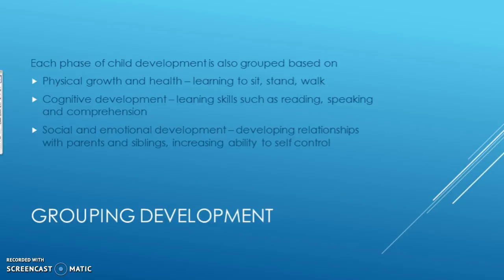The next piece is cognitive development. And again, every child is different when it comes to their cognitive development, but this is things like reading and speaking, comprehending things. So, them being able to understand the word no, that kind of stuff, all falls into cognitive development. And then the social and emotional development is those relationships. So being able to work with their siblings and share and those kinds of things. And those, again, all change during different phases of development.